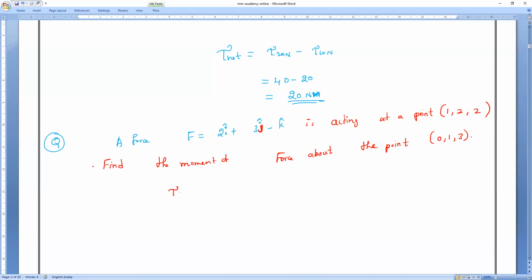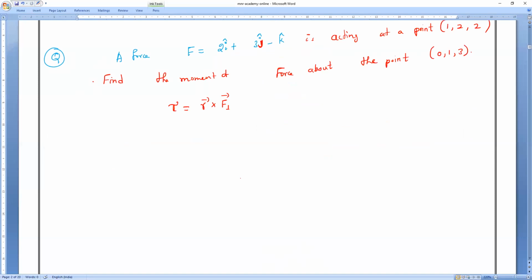We all know the torque formula. What is the torque formula? Torque is equal to R cross F perpendicular. Everybody clear? We know F is already given, but R we don't know. So what do you mean by R basically? From the fixed point to wherever the force I am exerting.